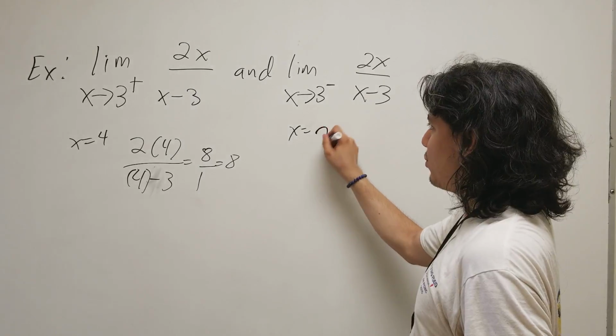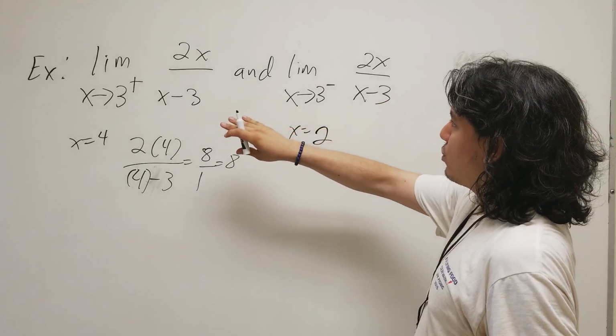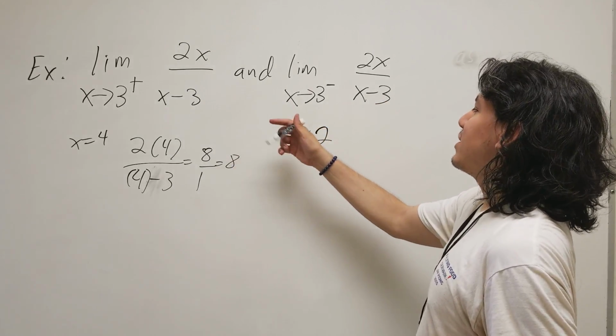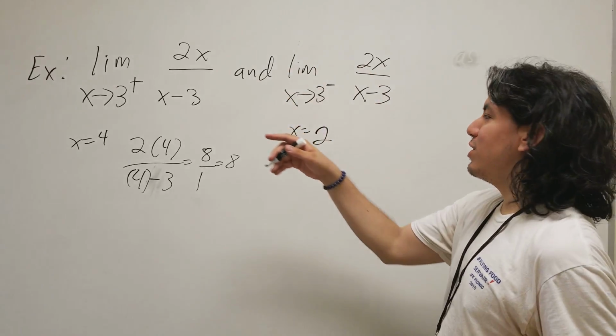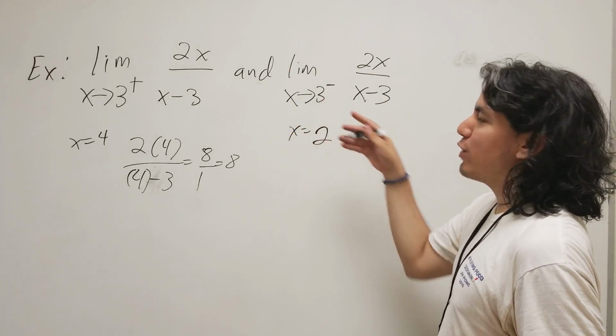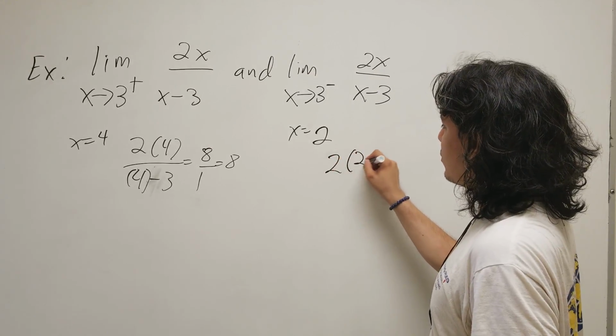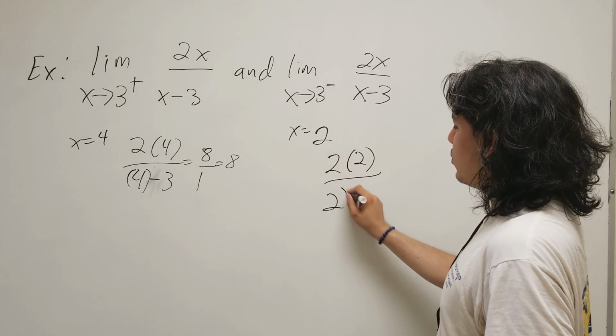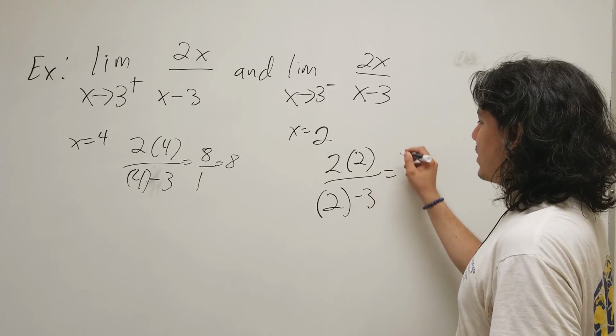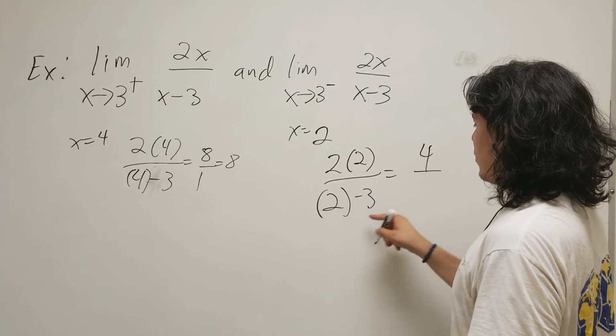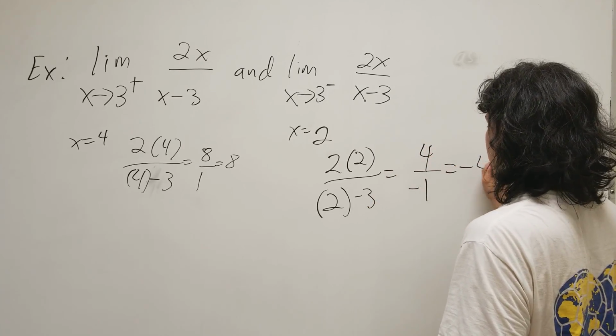Let's say 2, because 2, right, it makes sense. I should have picked 2. I went too far to the left. Let's pick 2, because 2 is right under 3. So then if I say 2 times 2 over 2 minus 3, now this makes sense. 4 over negative 1, which is negative 4.